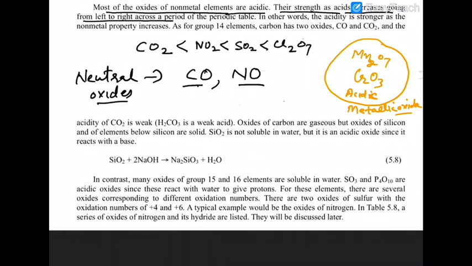Similarly, all non-metal oxides are acidic in nature except carbon monoxide and NO. Carbon monoxide and NO both are neutral oxides. Acid may be weak or base may be weak, that is different, but acid means acid.